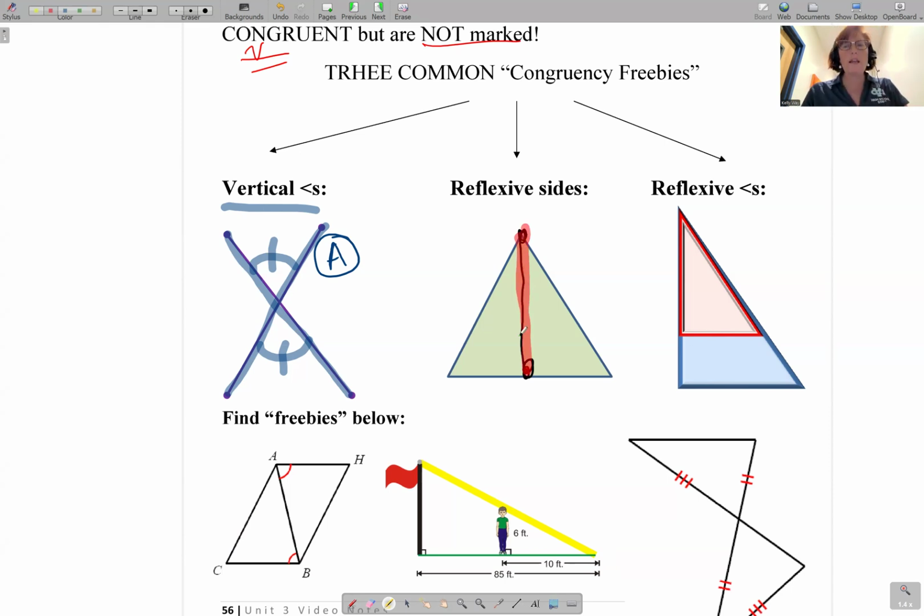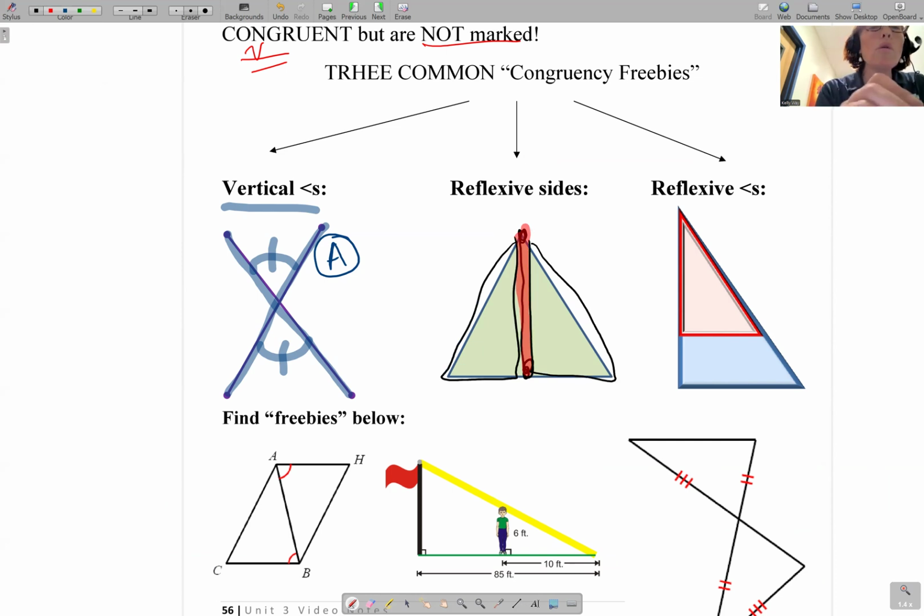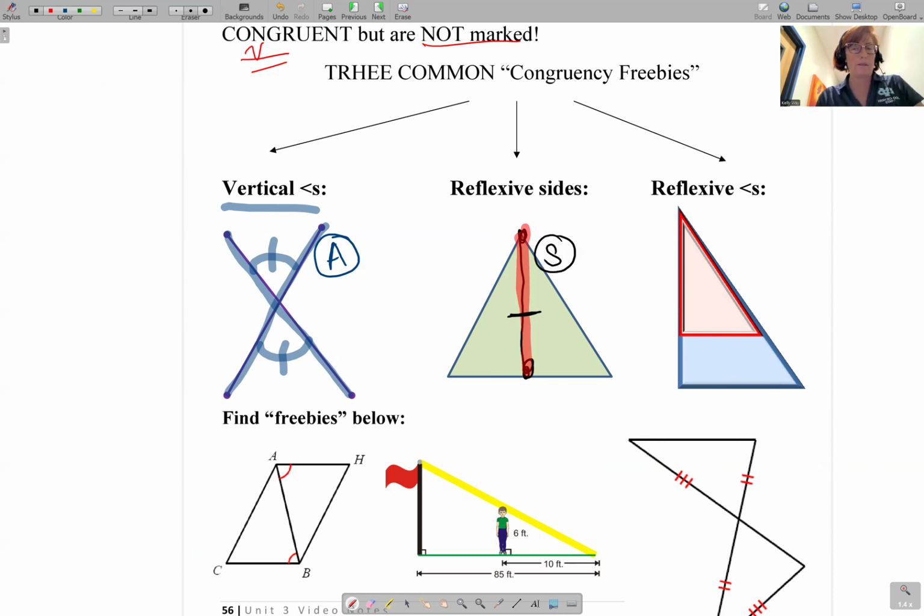Go right down the middle of that triangle. It's like an apartment wall. That's called a reflexive side. It's a side that's shared by 2 triangles. It's exactly shared. Put your hands together, say shared side. So the triangle on the left and the triangle on the right share that. So we would mark that side congruent to itself, put a hatch mark. Technically, that's a pair of sides, circle with an S.